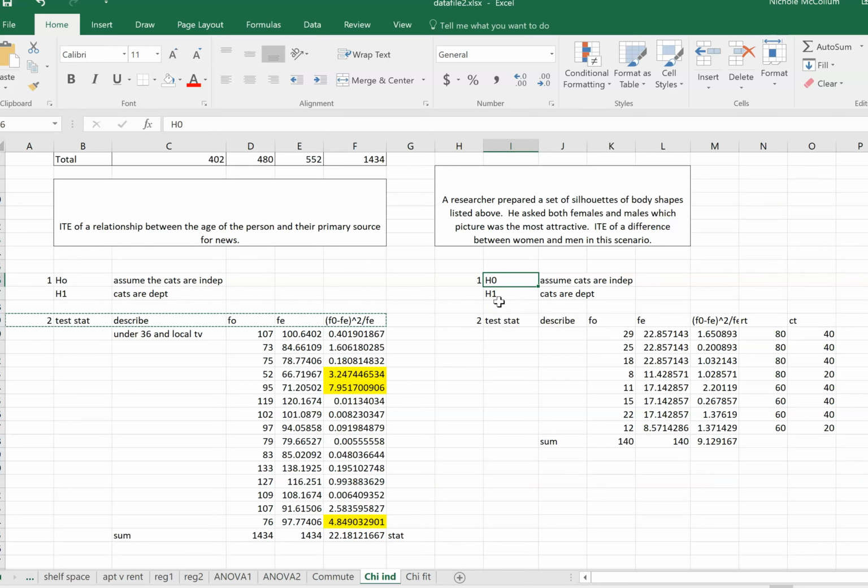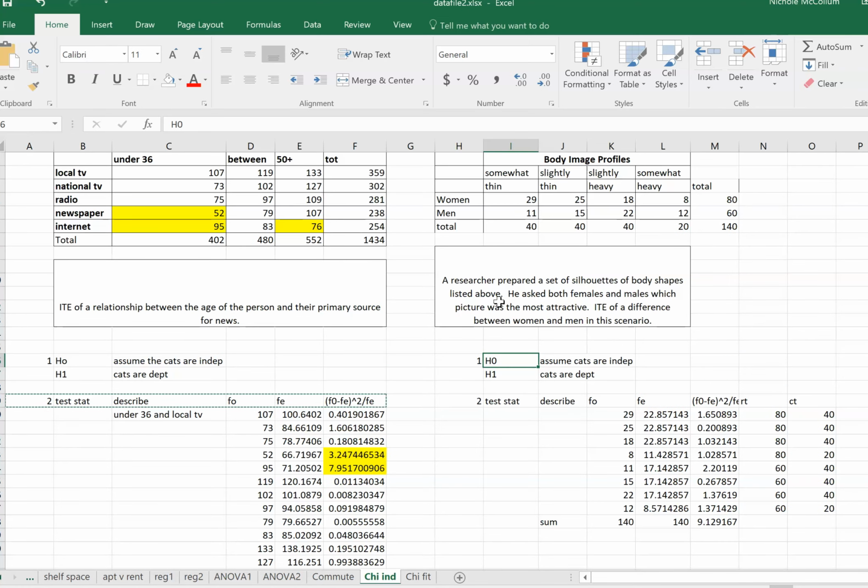All right, we're back. So as you can see, what do we got here? A researcher has prepared a set of silhouettes of body shapes listed above. He asked both females and males which picture was the most attractive. So the question is, is there evidence of a difference between women and men in this scenario? Because this is all about attractiveness and body images, right? Silhouettes are kind of like an outline of the body. Do men and women view images differently?